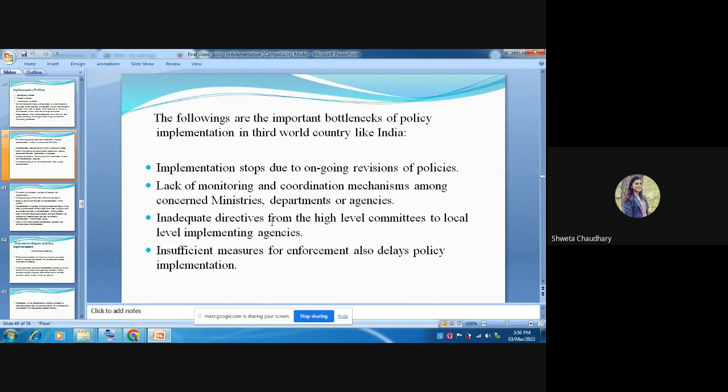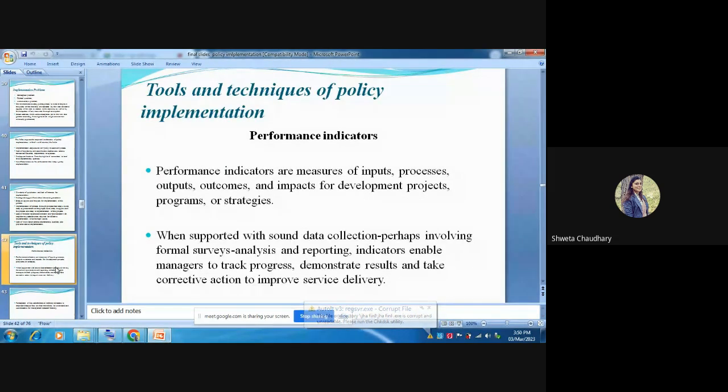Suppose e-marketing has been introduced in a country, but for the promotion of e-marketing, the farmers do not have access to internet facilities. So these are insufficient measures. This is what I mean: the measures or facilities are not being given so that proper implementation can be done for that policy. Clear?